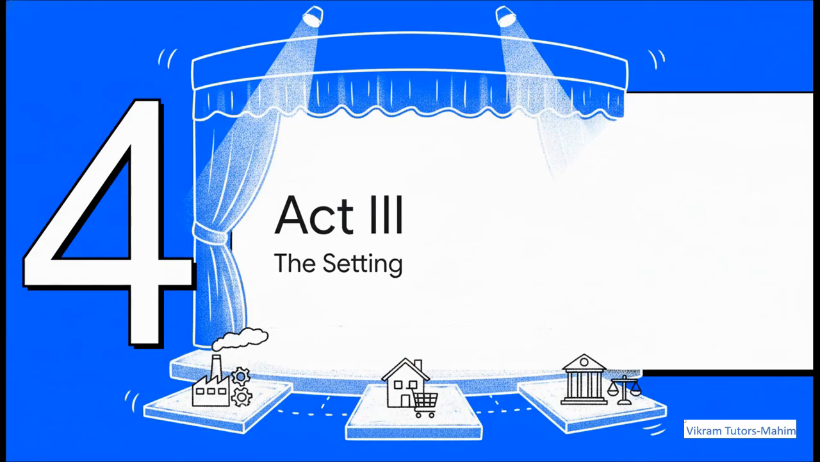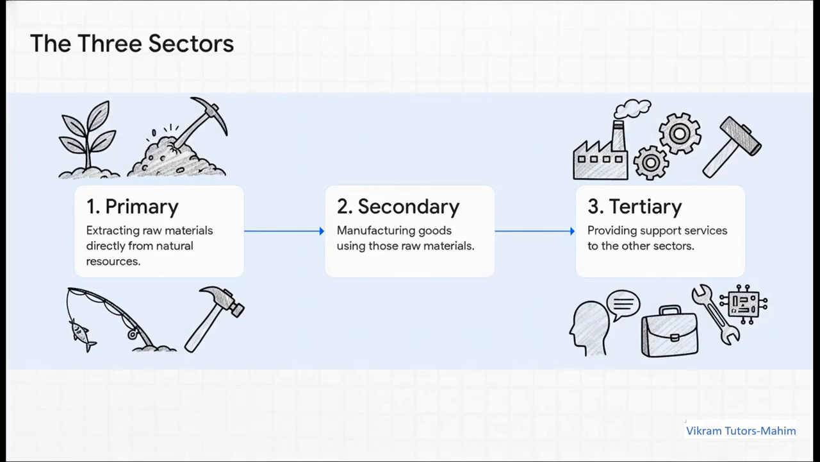So, we've got our cast and we've got our plot, but where is all this drama taking place? Well, our economic play unfolds across three very distinct stages, or what economists like to call sectors. The action basically moves through three stages. It all kicks off in the primary sector, which is all about getting raw materials straight from nature. We're talking farming, mining, that kind of thing.